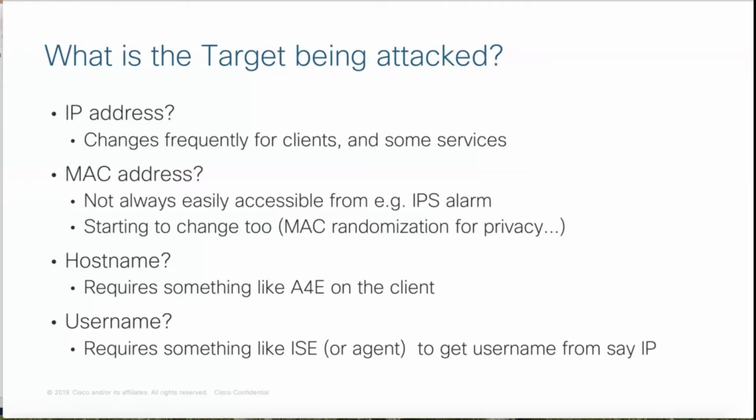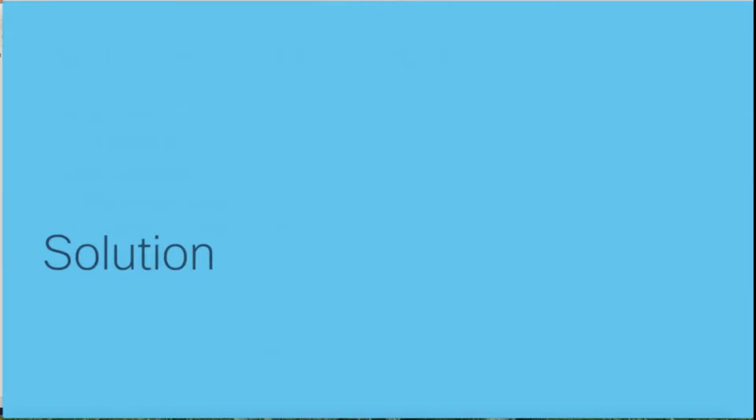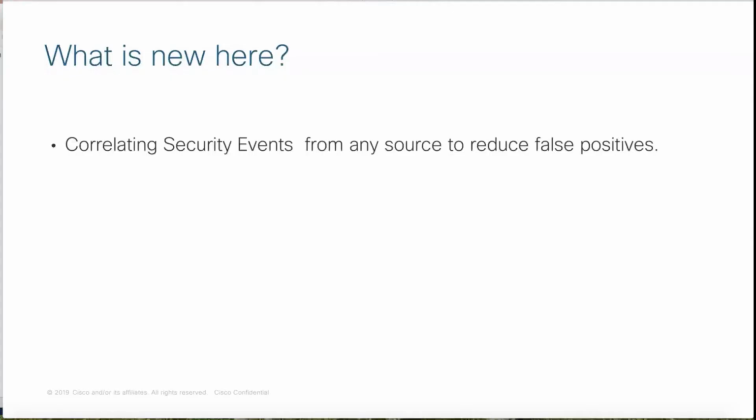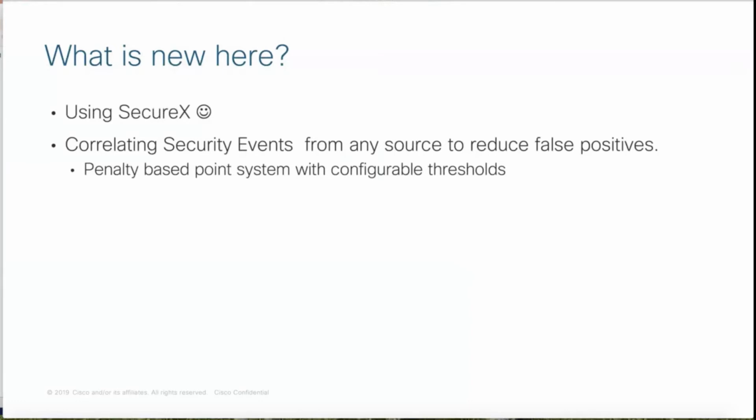So the solution we came up with is correlating security events from any source to reduce false positives. This is all implemented in SecureX. We have a penalty-based point system with configurable thresholds. We are tracking the penalties against IP addresses, MAC addresses, host names, and usernames. And I personally think the username is the most interesting thing when working with incident response to try to get the correlation automatically.